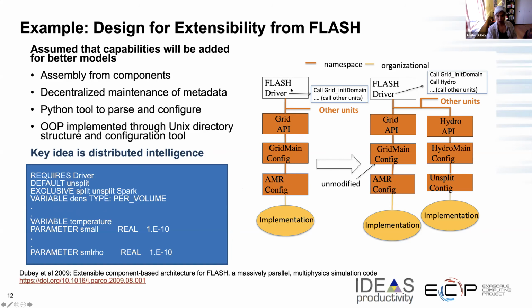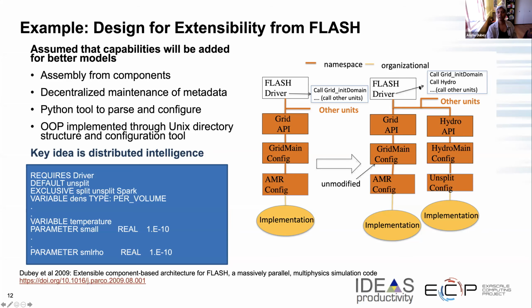So to this code, the changes that need to happen are: this entire code, the hydrodynamic solver, can be developed separately. It decides which of its functionality it wants to publish as the API. It decides which of the grid API functionalities it needs to use. And the only changes that need to happen to the base code is that the driver needs to know that a new capability has been added, and therefore it needs to invoke that.